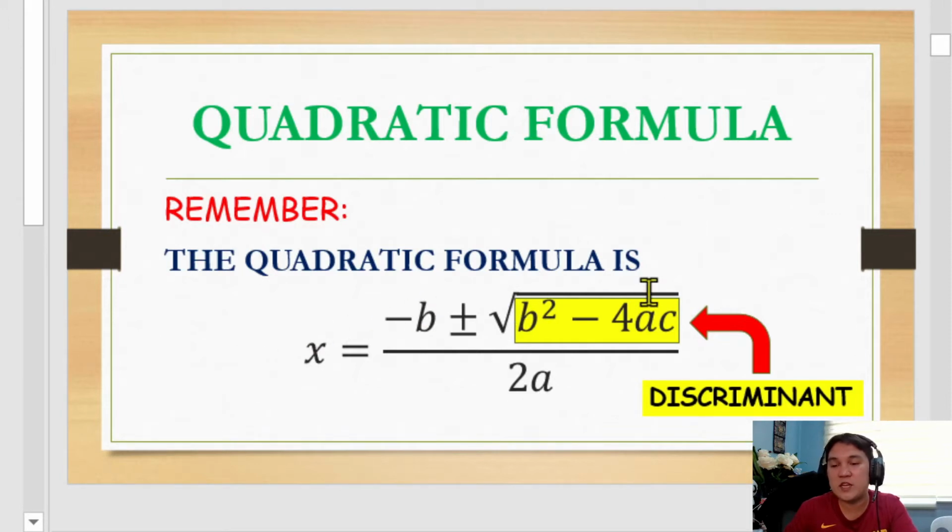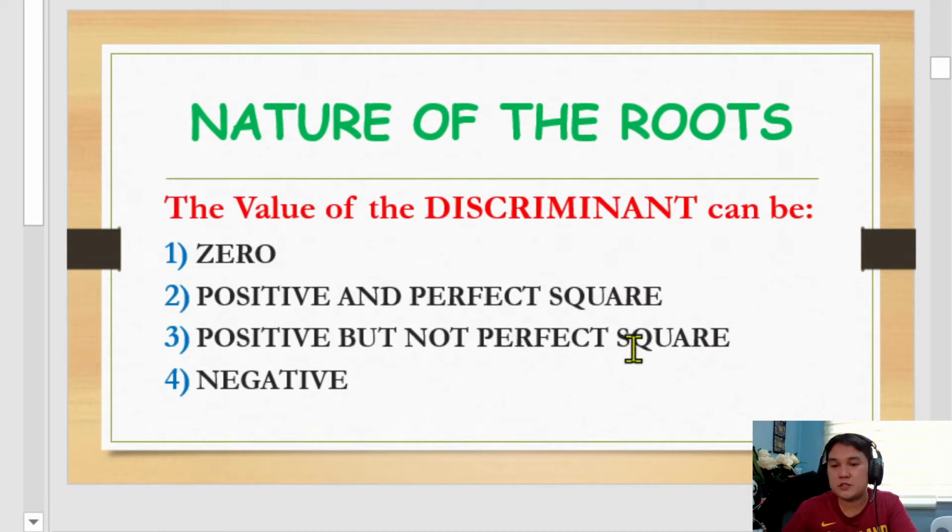The quadratic formula is x is equal to negative b plus minus square root of b squared minus 4ac all over 2a. This b squared minus 4ac is our discriminant. Nature of the roots. The value of the discriminant can be number 1, 0. Number 2, positive and perfect square. Number 3, positive but not perfect square. And number 4, negative. In my previous video, I have already discussed numbers 1 and 2.